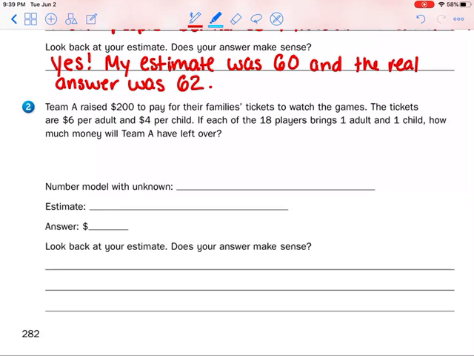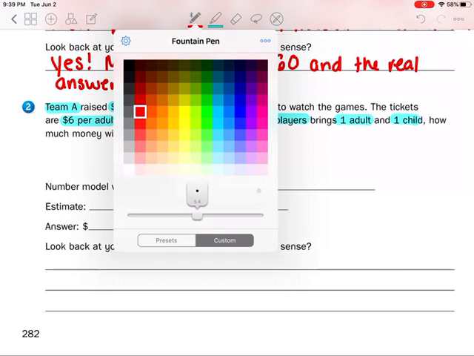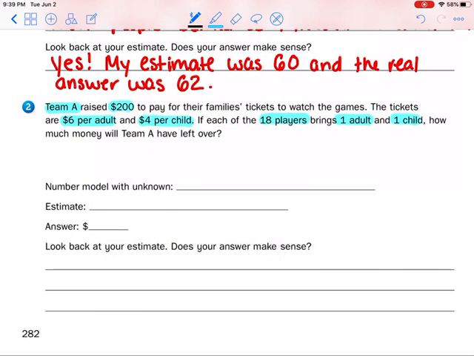Team A raised $200 to pay for their family's ticket to watch the games. The tickets were $6 per adult, $4 per child. If each of the 18 players brings one adult and one child, how much money will Team A have left over? So let's think about this for a second. So if I'm going to do my estimate, there's around 20, I'm going to round 18 to 20. There's 20 players.